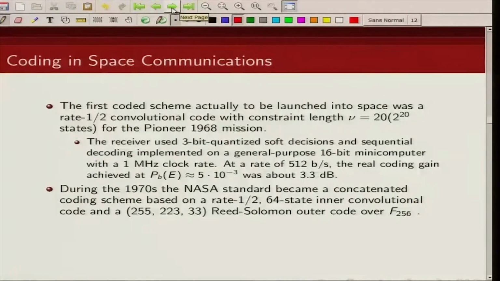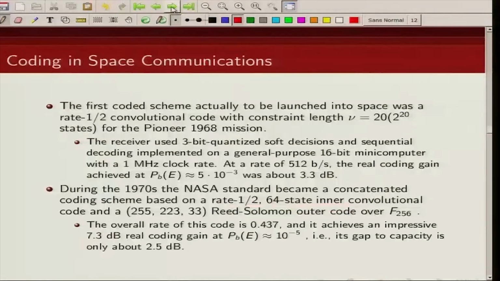Next, around the 70s, NASA started using concatenated codes. The outer code was a Reed-Solomon code, and the inner code was a 64 state, rate half convolutional code, and it found a lot of applications. The overall code rate of this was 0.43, and the gap to capacity was only 2.5 dB. It provided a coding gain of around 7.3 dB at a bit error rate of 10 to the minus 5.